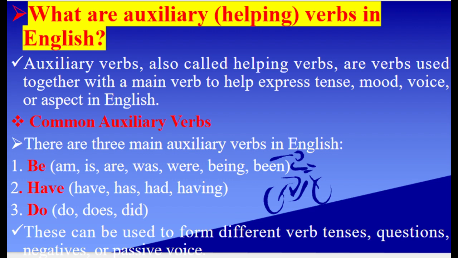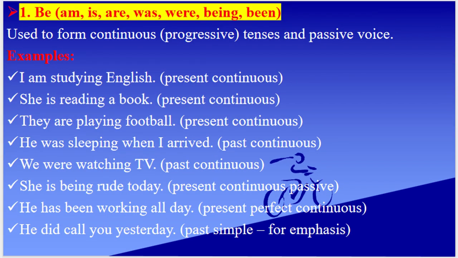1. Be: am, is, are, was, were, being, been, used to form continuous or progressive tenses and passive voice. Examples: I am studying English. Present continuous: she is reading a book. Present continuous: they are playing football. Present continuous: he was sleeping when I arrived. Past continuous: we were watching TV.